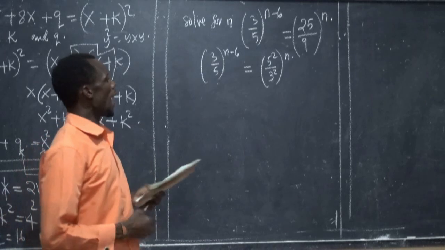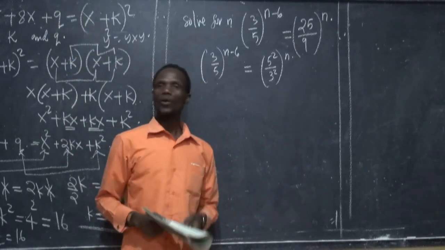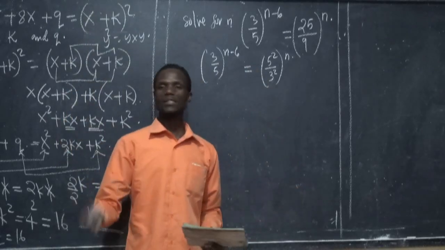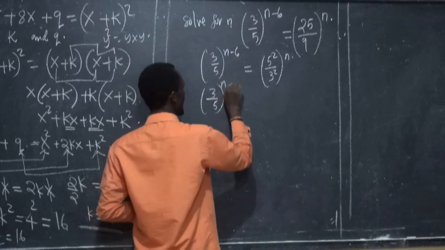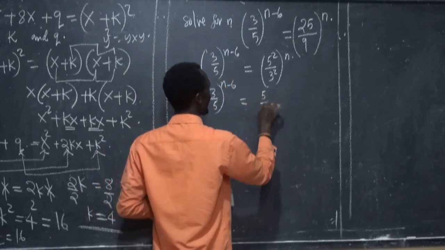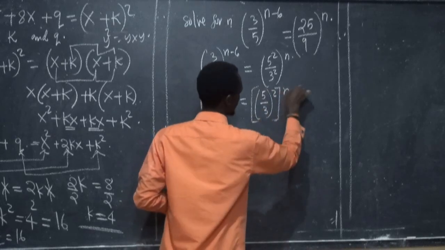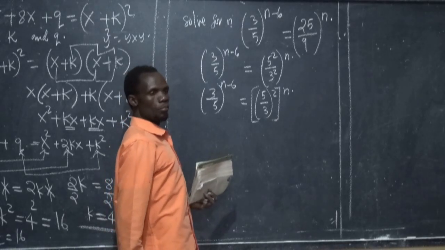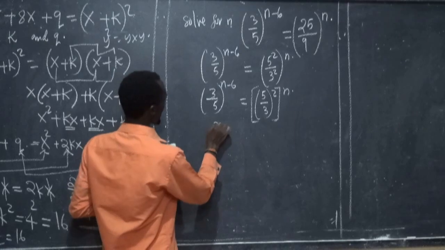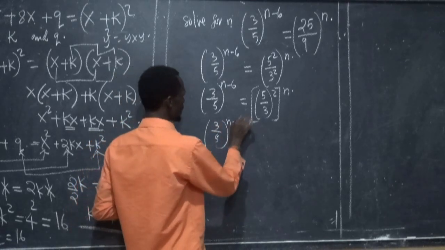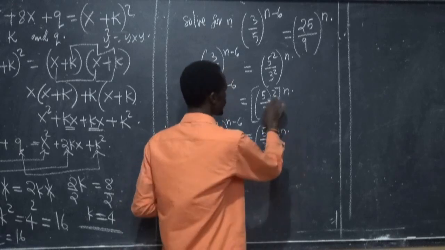Then power n. According to the principle of exponents, we don't have something to waste. We don't have something to lose. We have to understand this is 5 over 3, meaning we have 3 over 5 power n minus 6 is equal now to 5 over 3 power 2, then power, again power what? Power n. Product of the exponents, 2 times n. Are you together? Then we have 3 over 5 power n minus 6 is equal now to 5 over 3 power 2n, 2 times n.